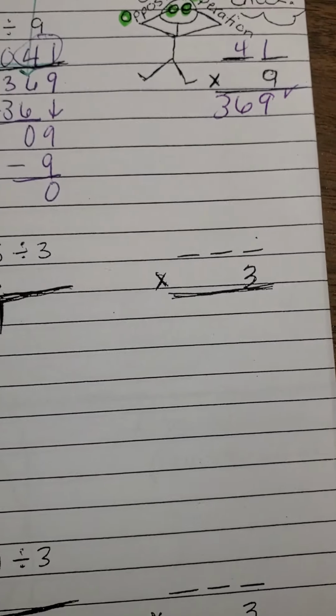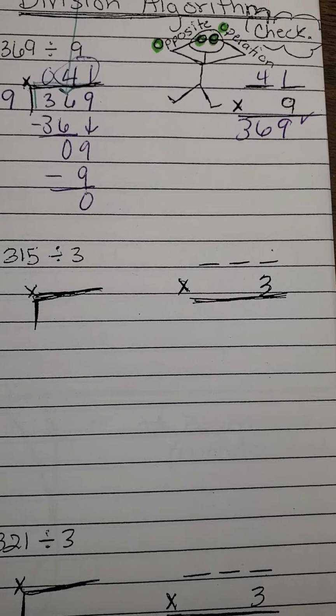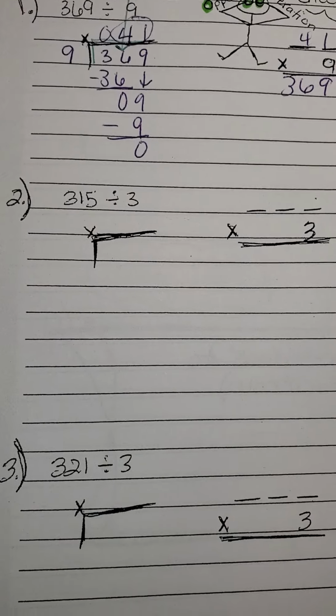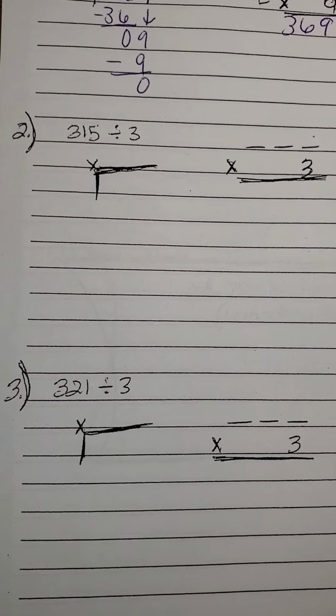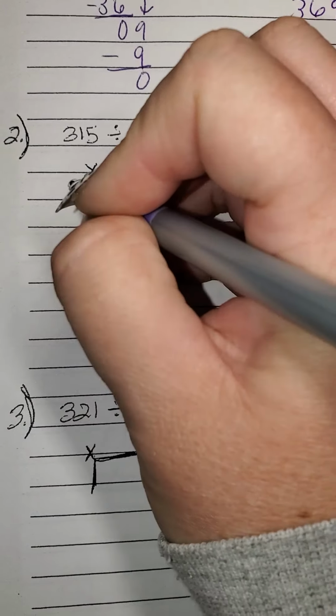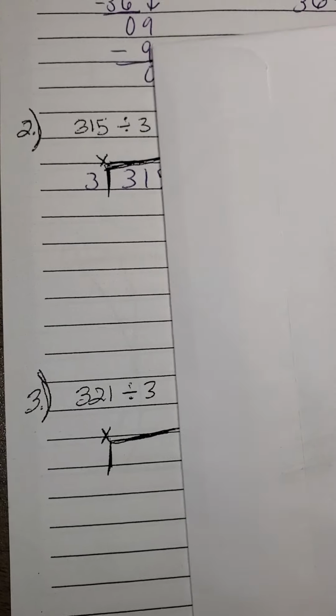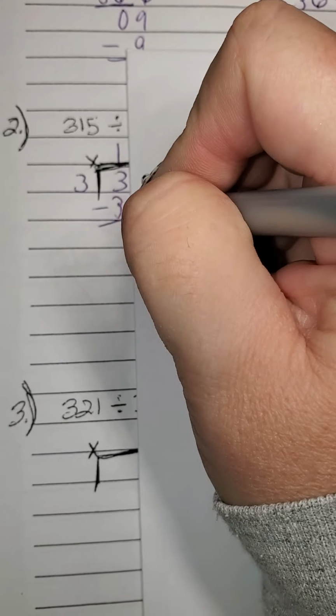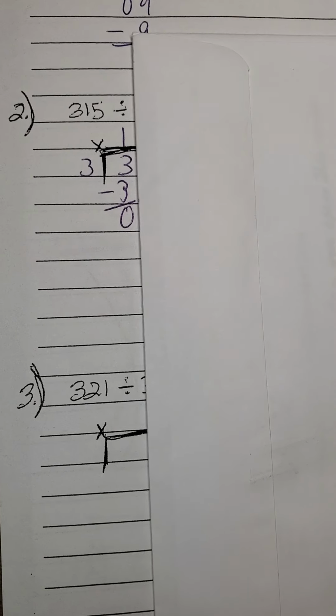All right, pause the video, use this same strategy on the next 6 problems all the way through number 7. Let's see how you did on number 2. 315, spread it out a little bit. 3, cover up. Is 3 big enough to have any 3s? Yeah. 1 times 3, 3. A difference of nothing, 0, but we're not done.